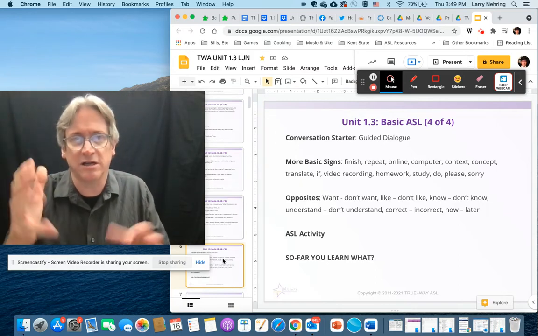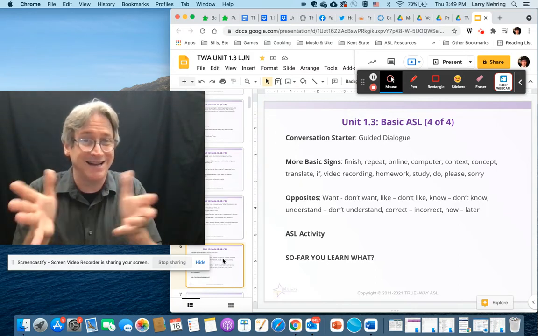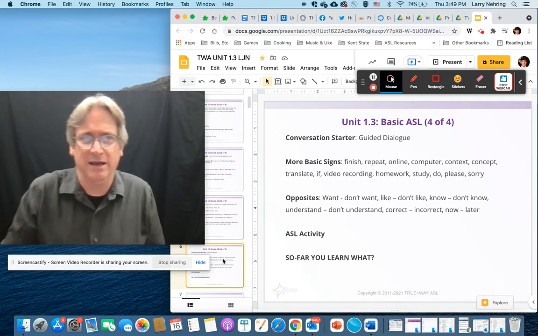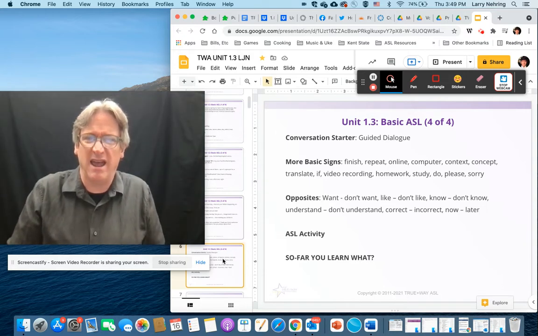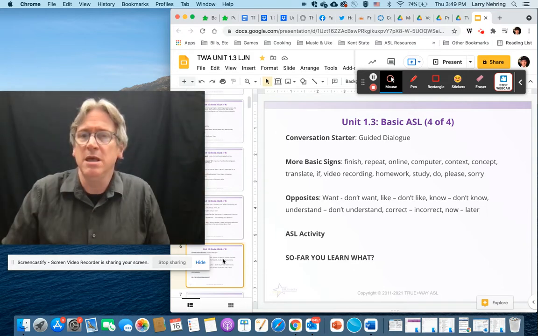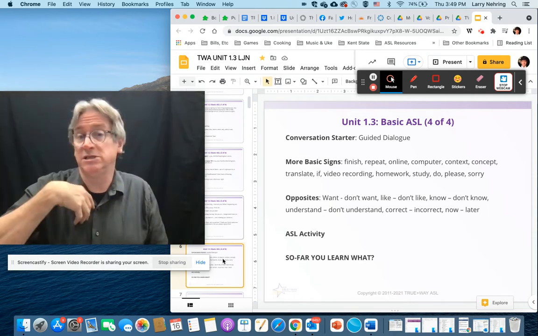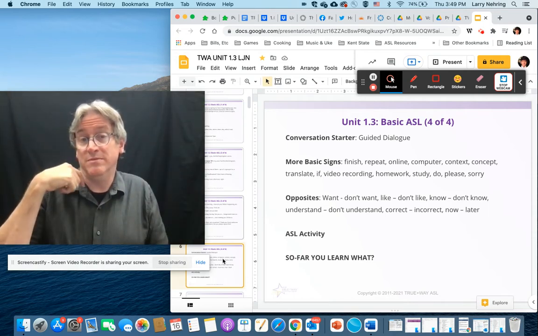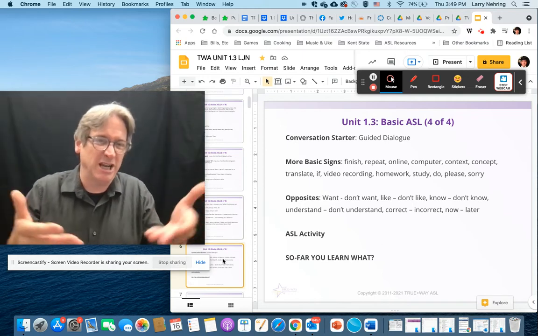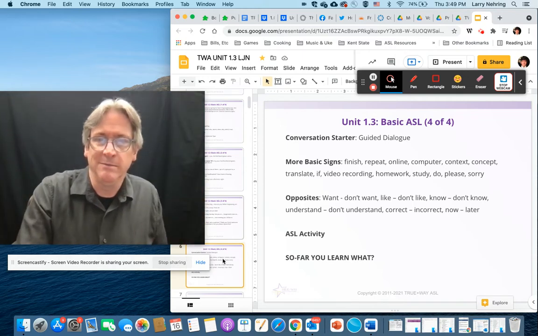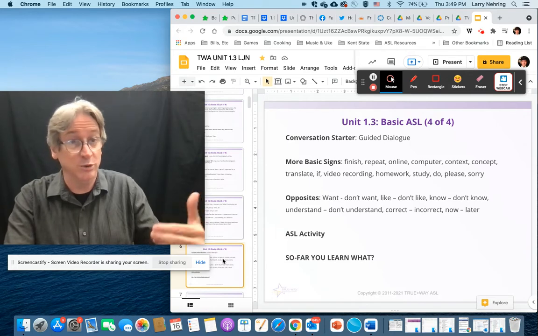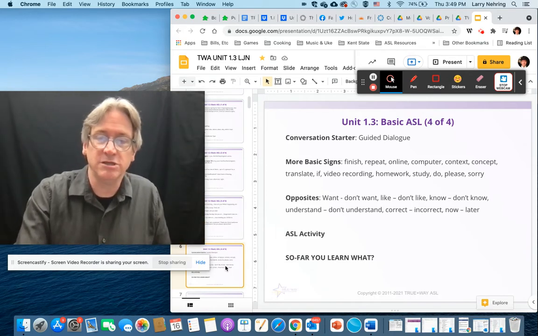There's the conversation starter. There's the guided dialogue. And you'll see that in the video at the end. By that point, we'll have established every bit of information that's in there. We've got some basic signs. We'll talk about opposites. There'll be an ASL activity, and it's really a conversation that we're facilitating, and then a review of everything we do in here.